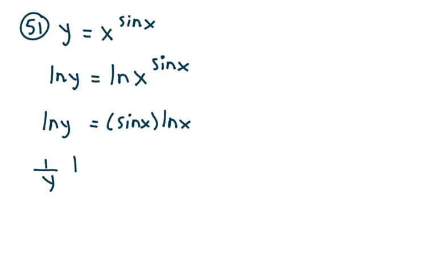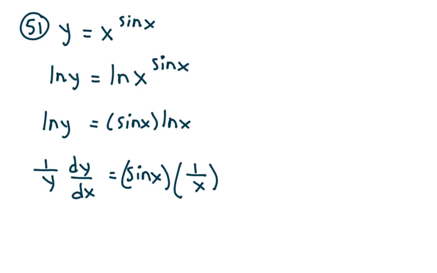So 1 over y dy/dx is the same as, now I'm going to write the first function, which is sine x. I'm going to multiply by the derivative of the second function with respect to x, which is 1 over x. And then I'm going to add natural log of x times the derivative of the first function with respect to x, which is cosine of x.